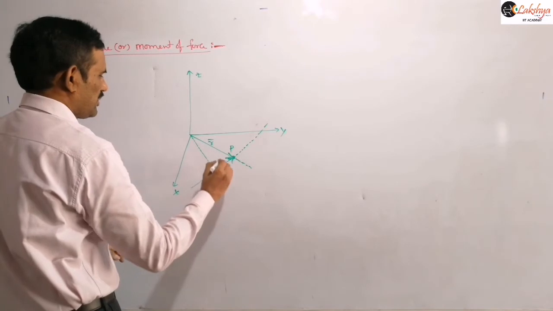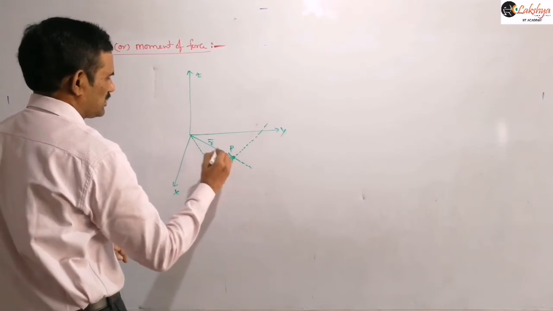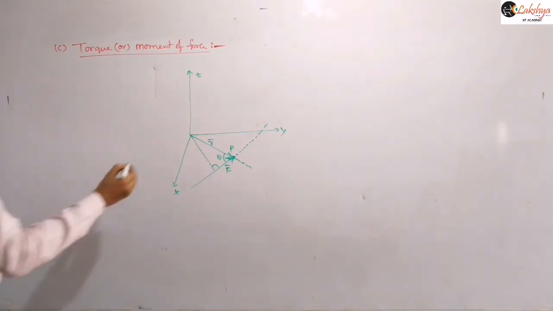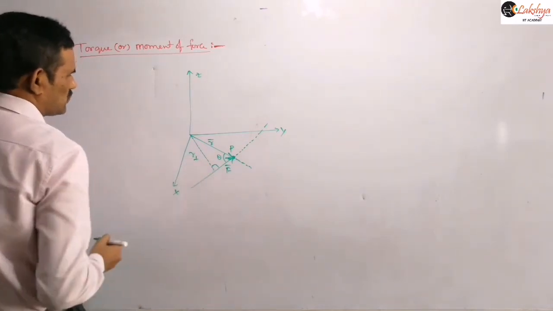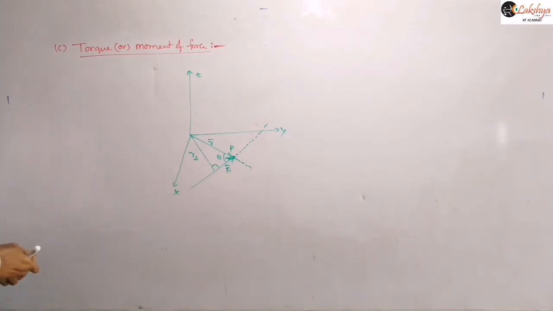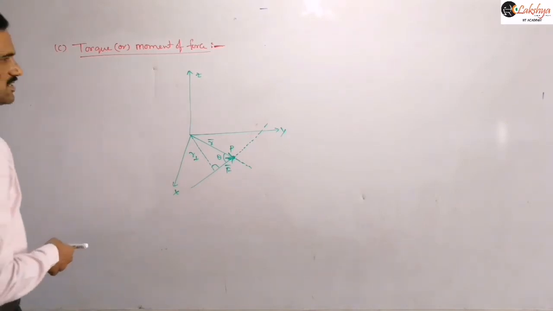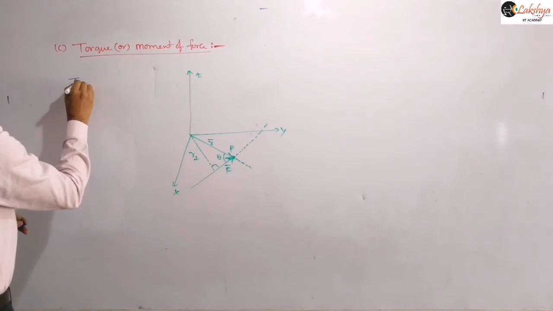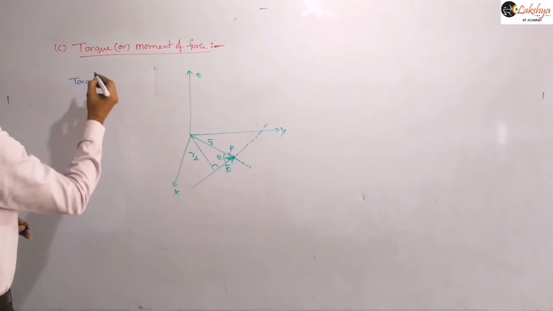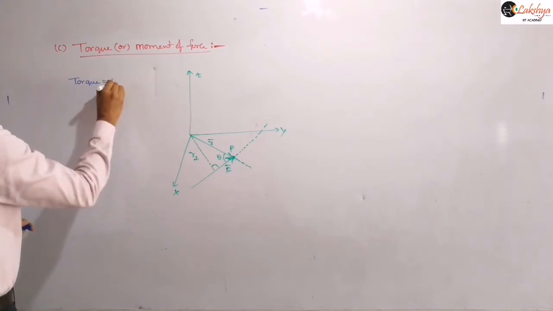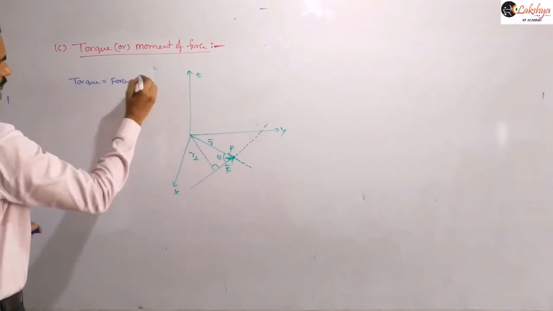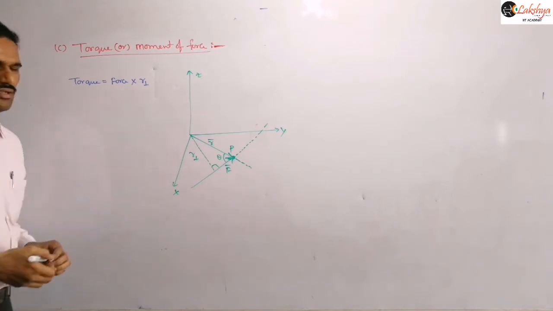So this is normal, let us consider, and this angle is, let us take it as theta, right? And so now this is our R perpendicular here. So that R perpendicular distance. So now this torque is defined as, therefore I can define this torque as torque is equal to force into perpendicular distance. So write the definition in detail.